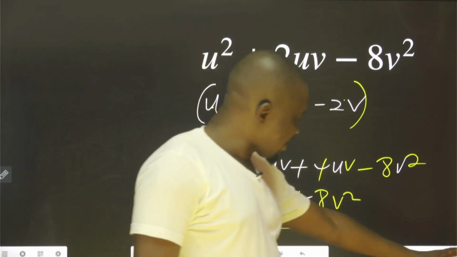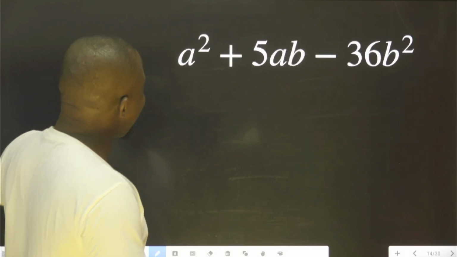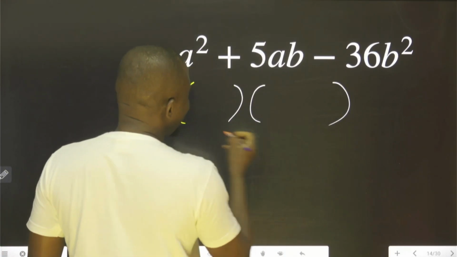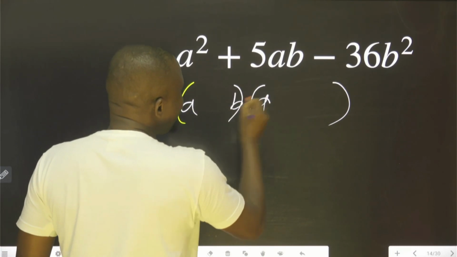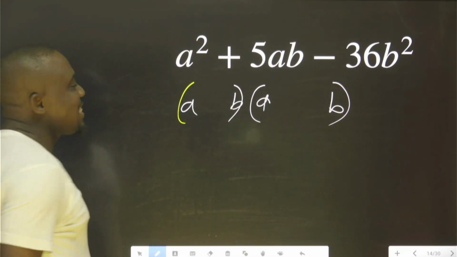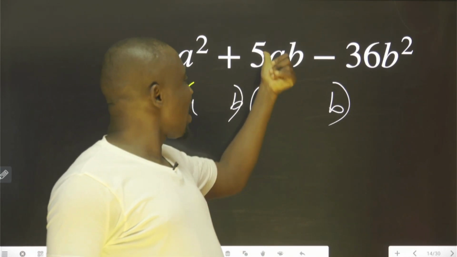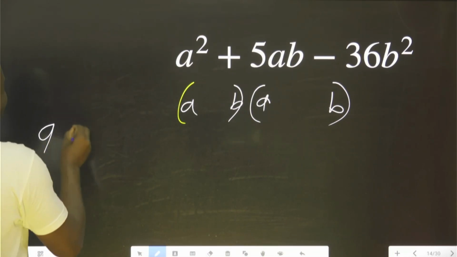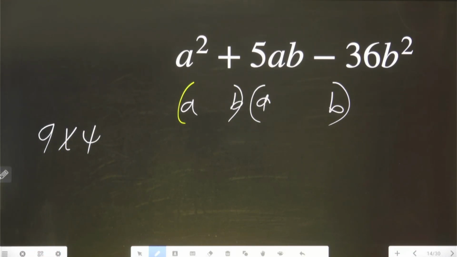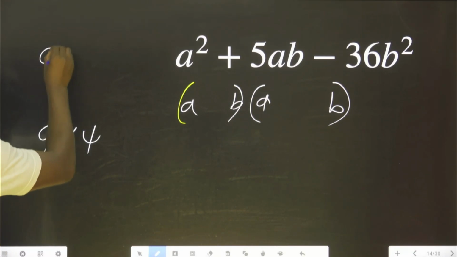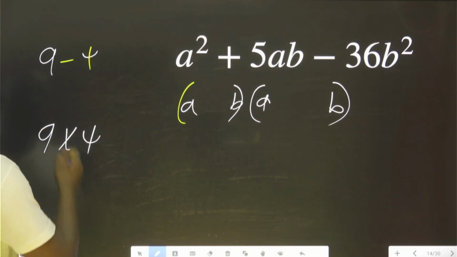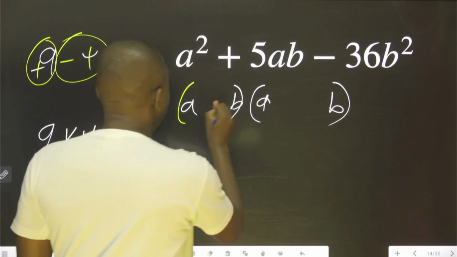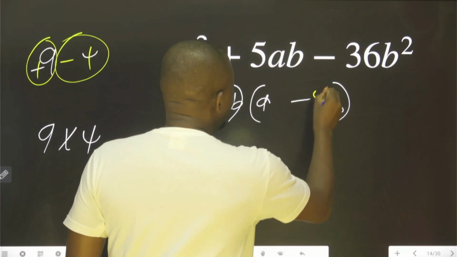Okay? Another one. Very easy. 1 is here, right? No problem. Simply do this. A, B, B. To get 36, and we use the values to have this. What is that? 36. 9 times 4 is 36. 9 minus 4 is 5. So that is plus 9 and minus 4 can do the work for us. Plus 9 and minus 4.